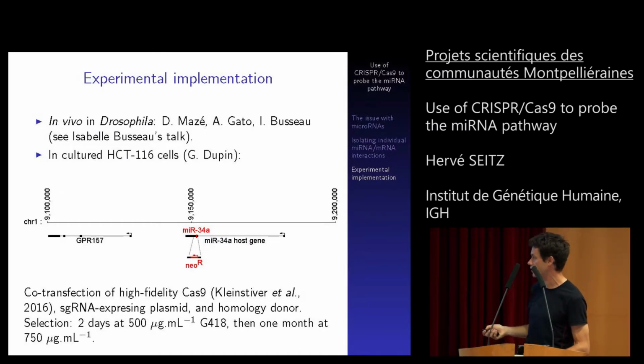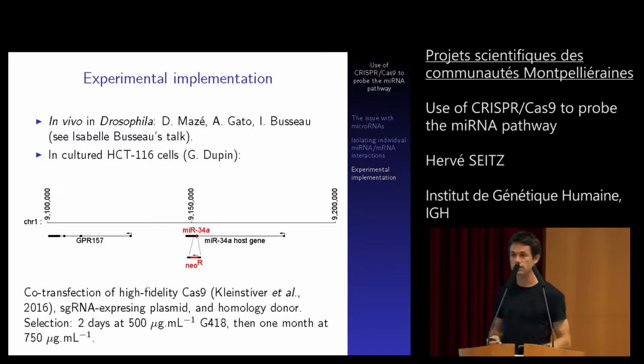So basically, that's how Gaël has been doing it. He's been selecting the mutant cells with G418, and so those are the doses he's been using. And now we have isolated clones, each of them being resistant to the antibiotics, and now Gaël is analyzing them.